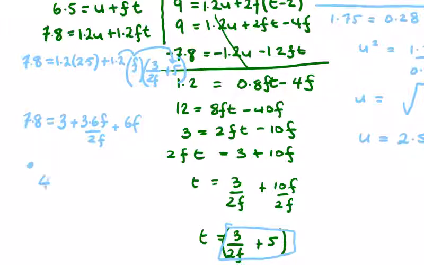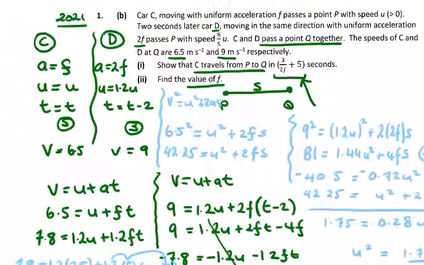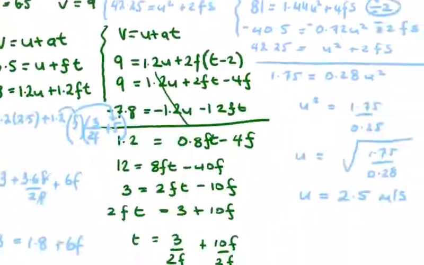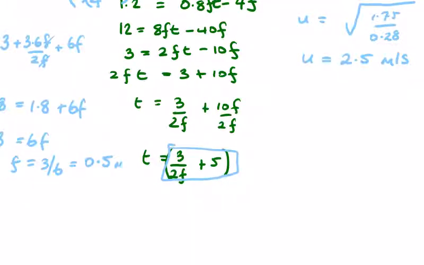Bringing the 3 across, we're going to get 4.8 is equal to 1.8 plus 6F, so 3 is equal to 6F. So we finally get that F is equal to 3 over 6, which is 0.5, and F is acceleration in this case, so meters per second squared, ms to the minus 2 for F.